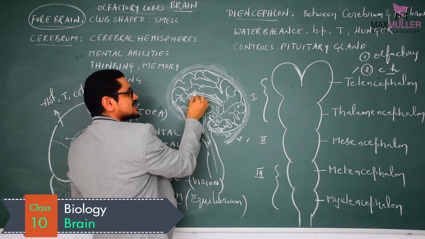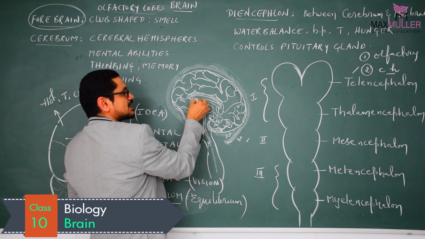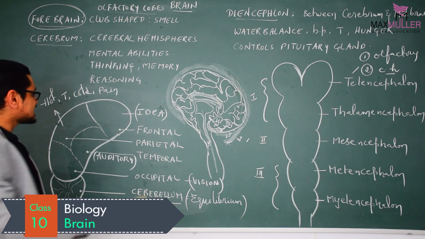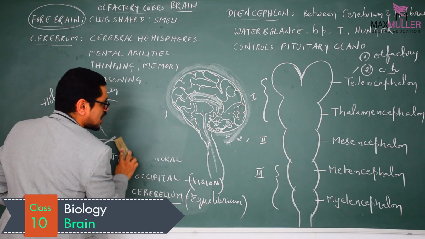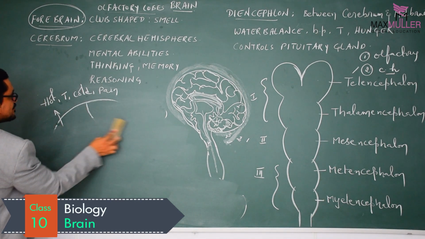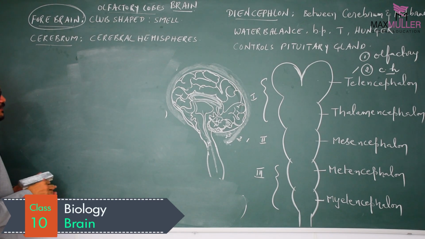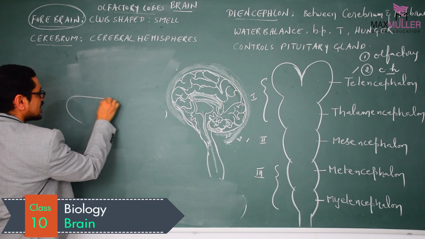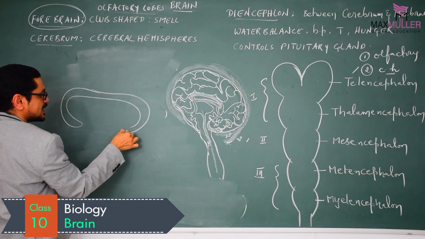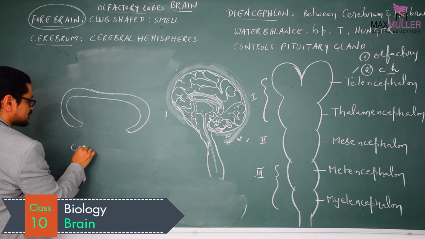See dear students, please notice this very important coordinating center in the brain. What is this portion called? The connecting center of the brain is called Corpus Callosum. So Corpus Callosum is an important area like this. I magnified this image. I just represented the Corpus Callosum.